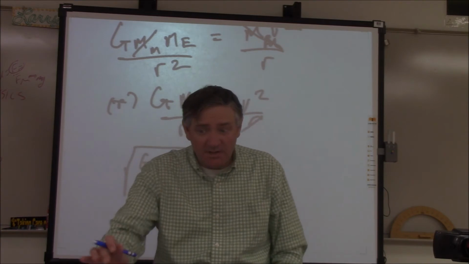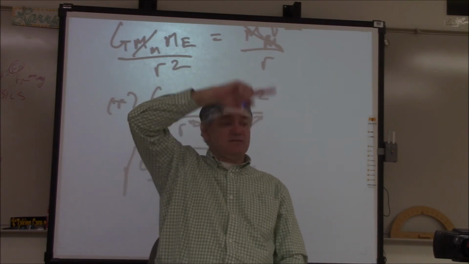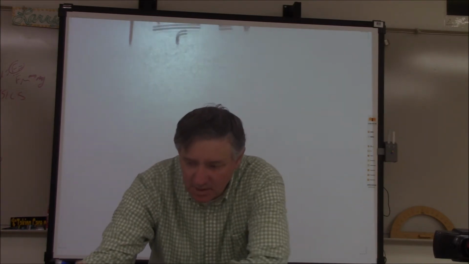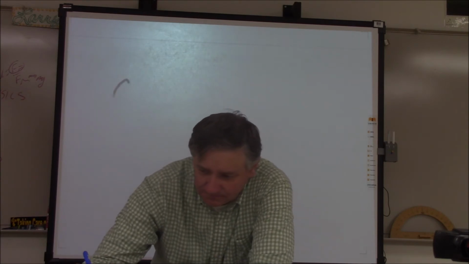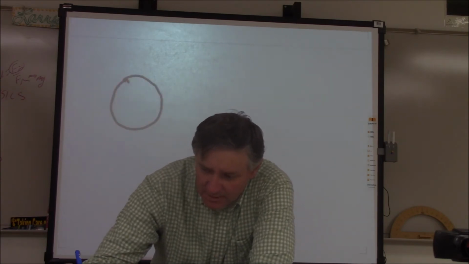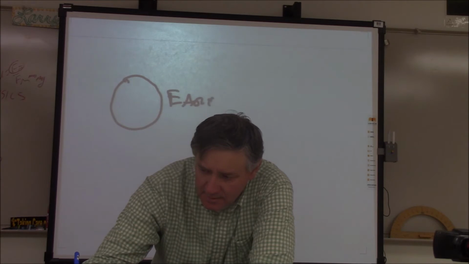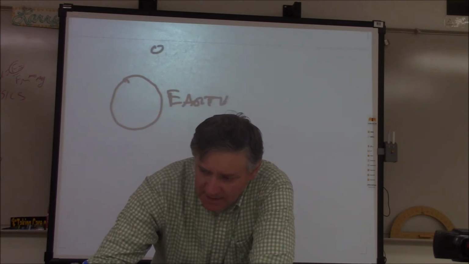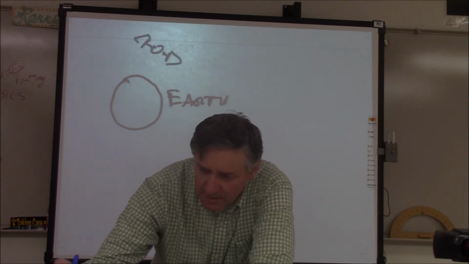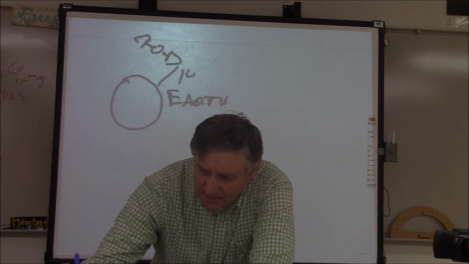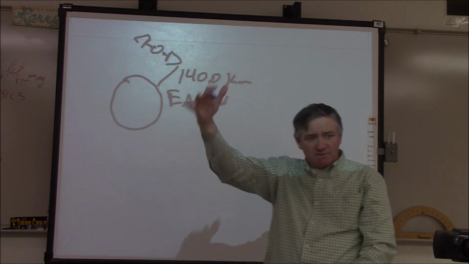So what we're going to try and do is figure out what the velocity is of this satellite. So here's your setup. So here's the Earth. Here's Maddie the satellite. And Maddie the satellite is orbiting at a distance of 140 kilometers above the Earth.